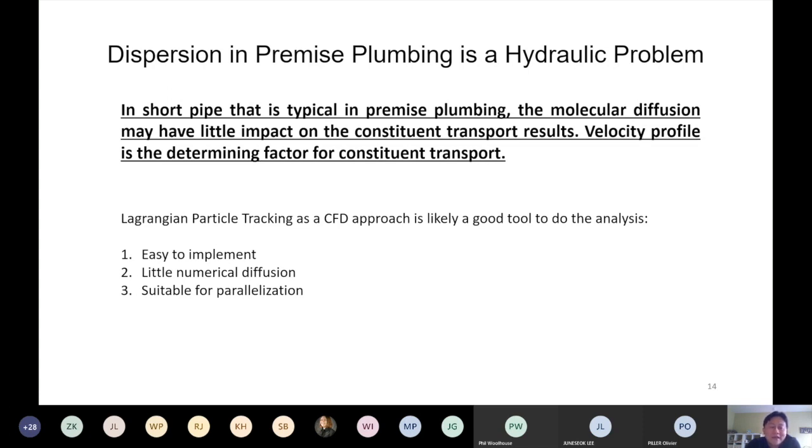For example, I can release all the particles uniformly in the cross section, or if there is an intrusion at the center of the pipe, then all the particles can be released at the center. And it's easy to implement, as I showed. And we all know the Lagrangian method has little numerical diffusion. Numerically very important, it's very suitable for parallelization. So you can generate 1 million particles, and you keep track of them individually.